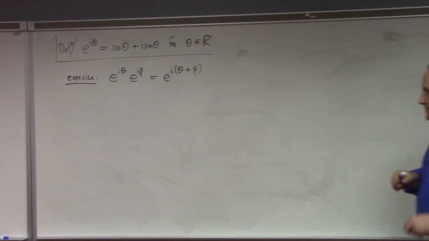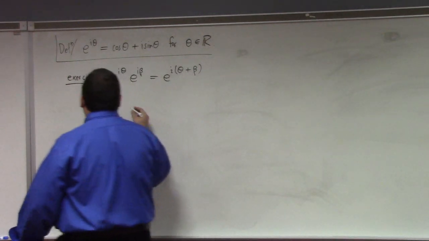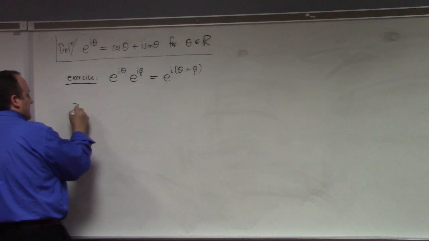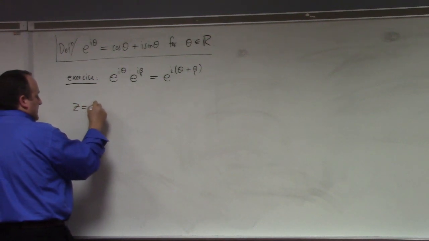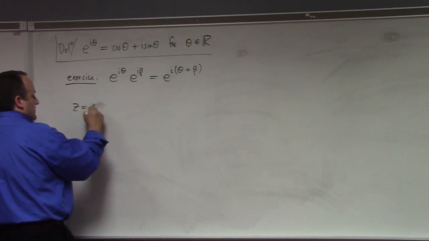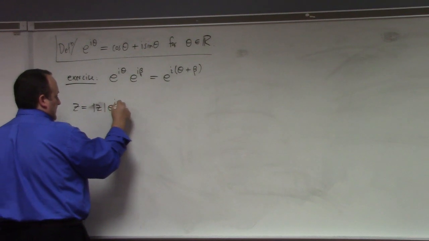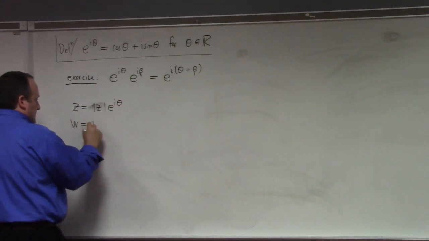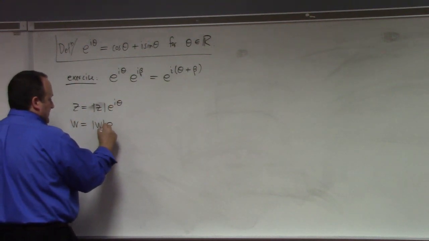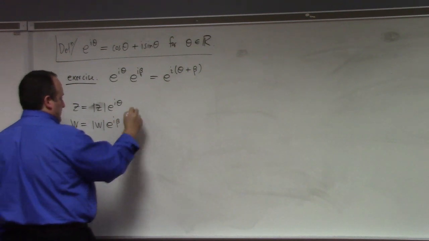And once you have that, if you have z is equal to the modulus of z times e to the i theta, and w is equal to the modulus of w times e to the i beta, what happens when we multiply these two guys together?